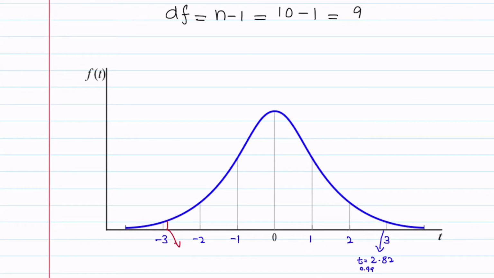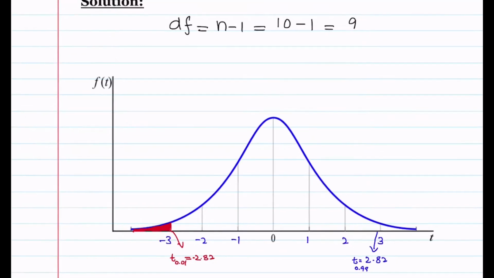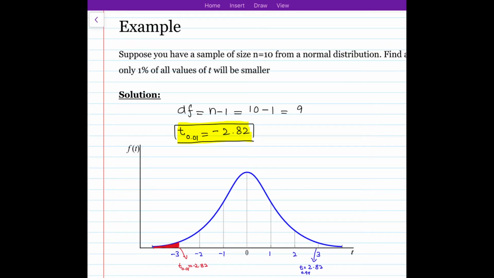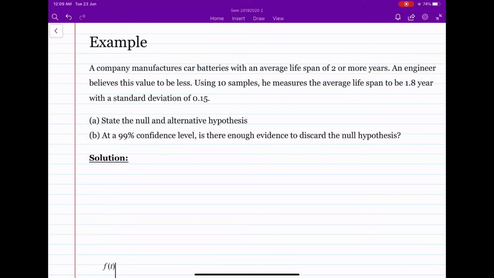So t for 0.01 or 1% is equal to minus 2.82. So the values below this minus 2.82 are only 1%, which lie within this red highlighted region. This is how we can find out the value of t by making use of the t distribution table. But you can also calculate it using your scientific calculator as well. Now let's look at another example.